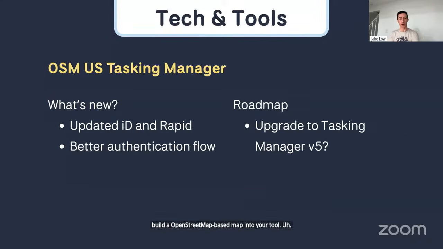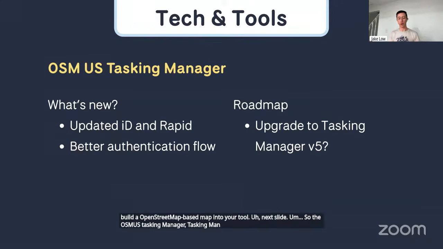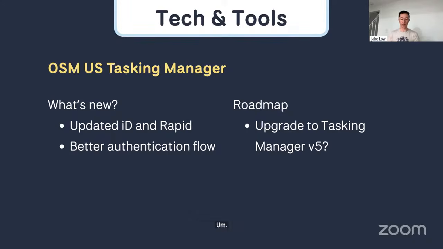Next slide. So the OSM US Tasking Manager is a tool for coordinating groups of mappers who are working on improving OSM in a specific area. It's developed and maintained by the Humanitarian OpenStreetMap Team, HOT OSM, but we run our own instance of it that's available for use by the US community.